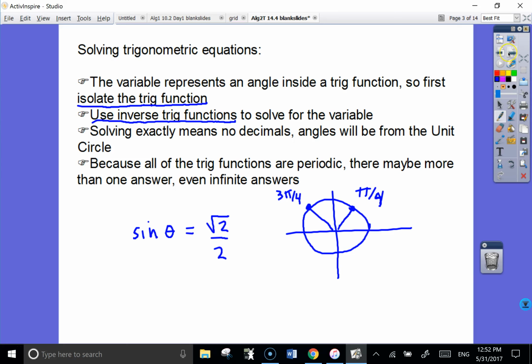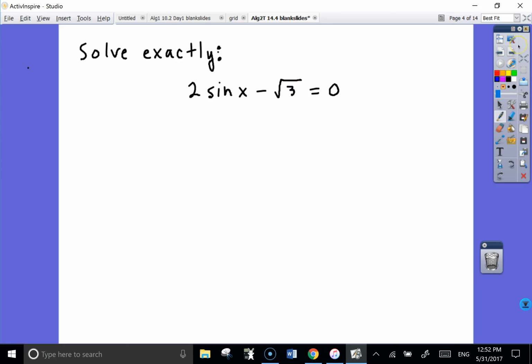Okay. Good. So here's an example of solving exactly. So the first step is, it's got a sine of x in there. I need to isolate that sine of x. So what should I do first? Add the square root of 3. 2 sine x equals the square root of 3. Okay, and then sine of x equals the square root of 3 over 2.